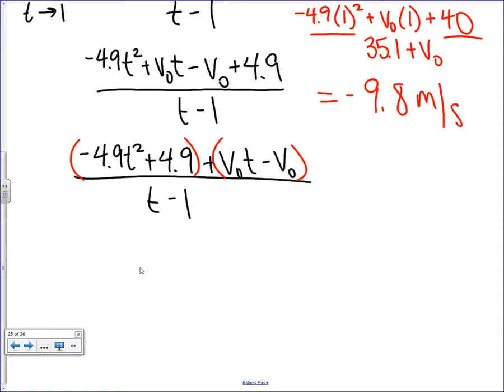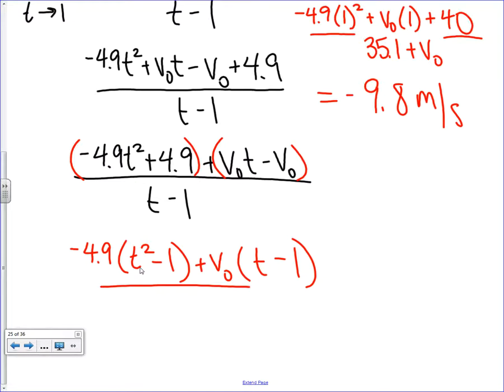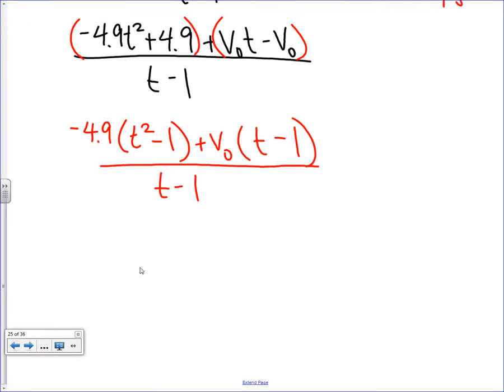Follow me? All right, what can you take out of the first group? How about a negative 4.9? And then I have t squared minus 1 left. So everybody see why it's a minus 1 instead of a plus 1? Okay, what can you take out of the second group? VO, which leaves you with t minus 1. Check it out. It's looking pretty good, isn't it? This is all over t minus 1. Yes? Doesn't the t squared minus 1 factor again?